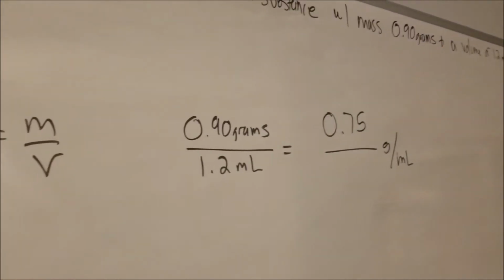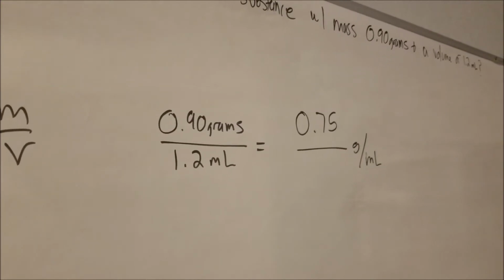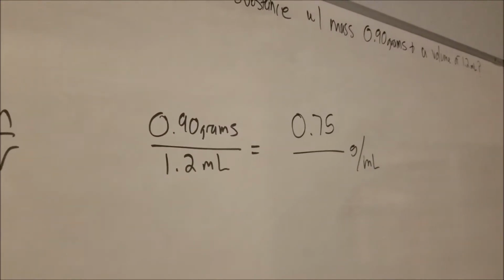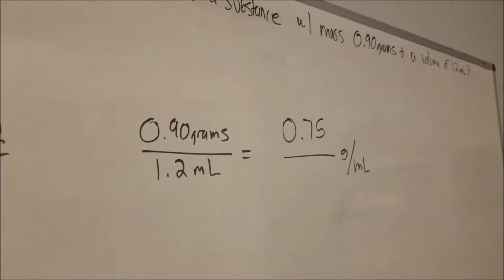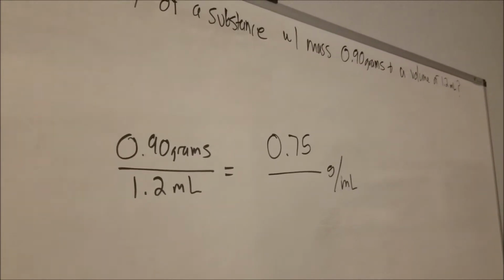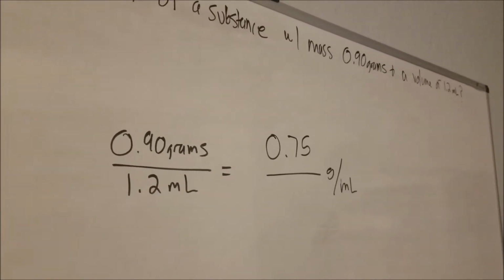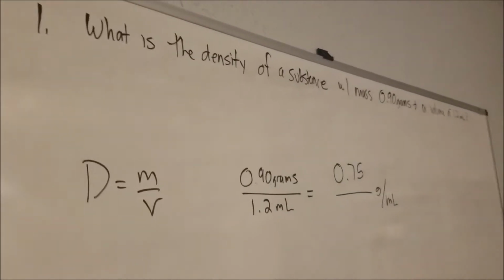Now, the units for density are grams per milliliter, mass per volume. Those are typically the units. Sometimes grams could be a different unit for mass. Sometimes milliliters might be something different, like gallons, for example, like pounds per gallon, would be one example. Okay, so 0.75 would be the answer to number one.